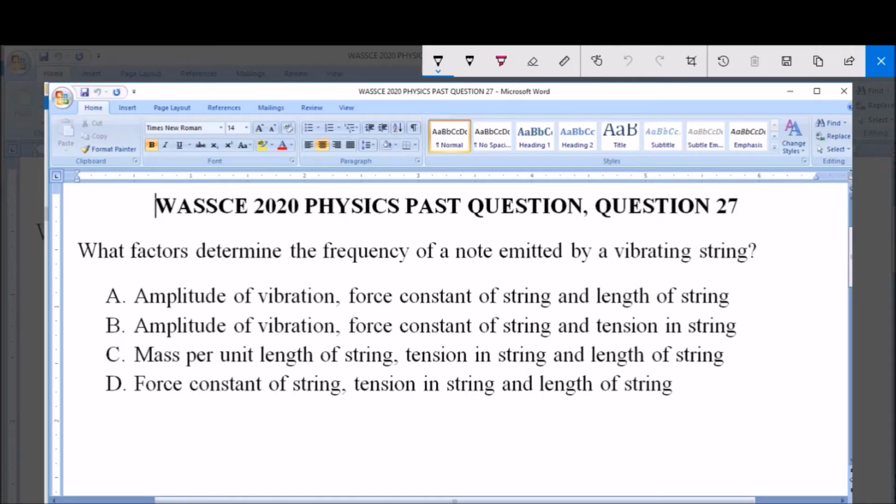I'll be answering WASSCE 2020 Physics Past question 27. What factors determine the frequency of a note emitted by vibrating string?